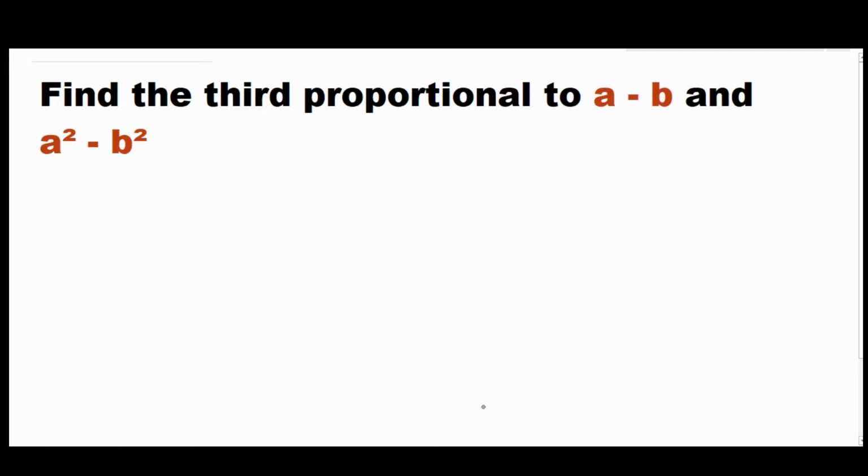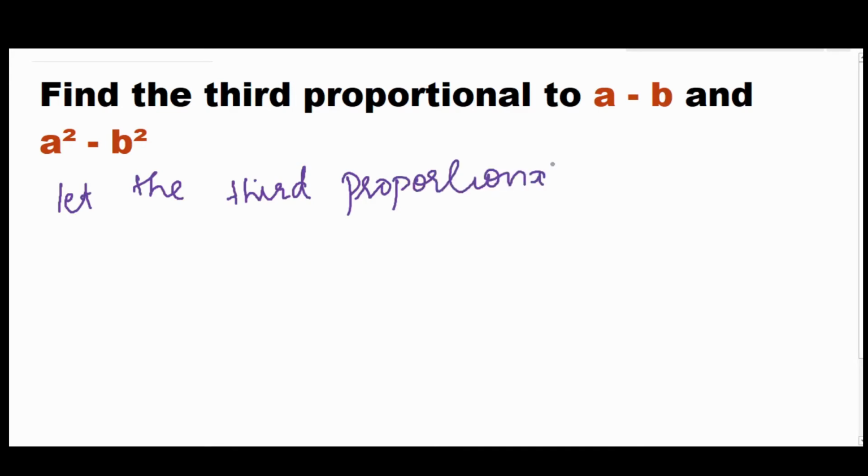Let's go for the second problem. Find the third proportion to a minus b and a square minus b square. So seeing this question, we can come to a conclusion that this problem is a third proportion problem. It's a continued proportion problem. So let the third proportion be x. Since it is a continued proportion, we get only 3 terms. The b term will be repeated.